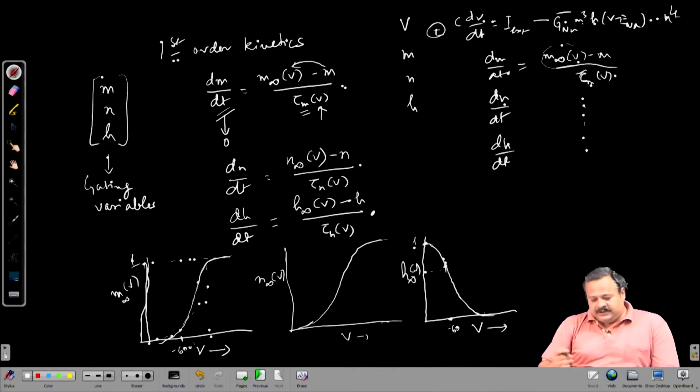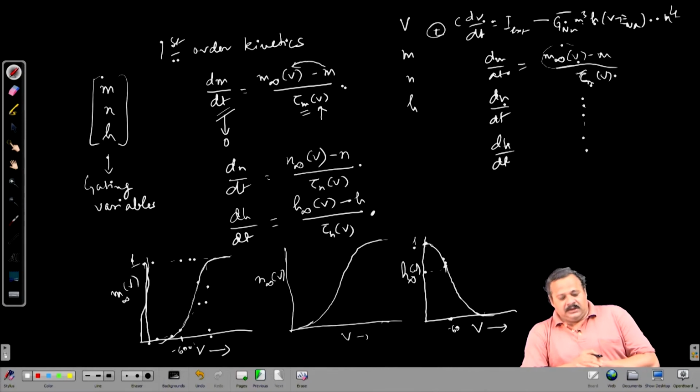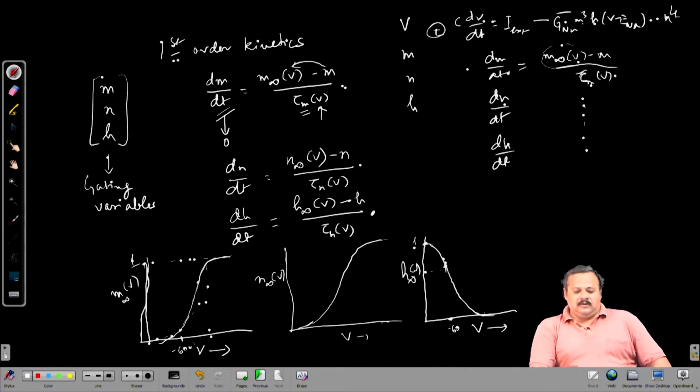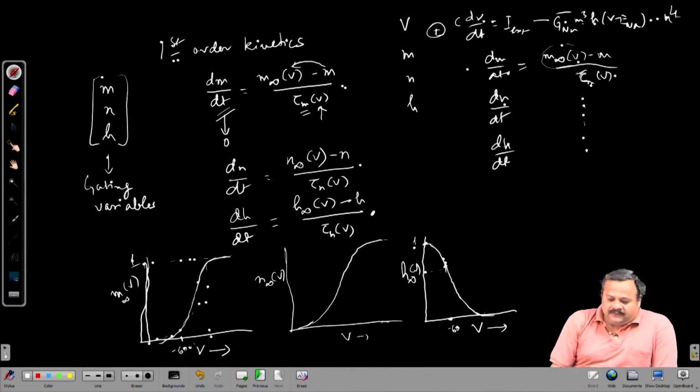I mean, they are not obviously theoretically derived, but they explained functions that really fit the data very well, and based on those functions you can actually put those m infinity and n infinity in these equations to solve them further. Obviously, we also need the tau m(V) and all the other time constants as a function of voltage.